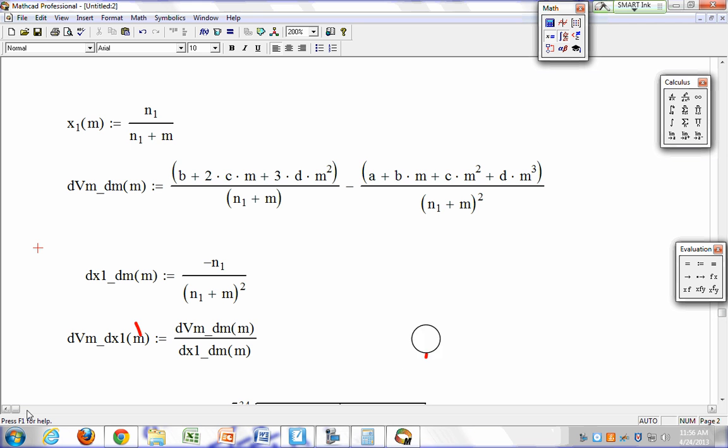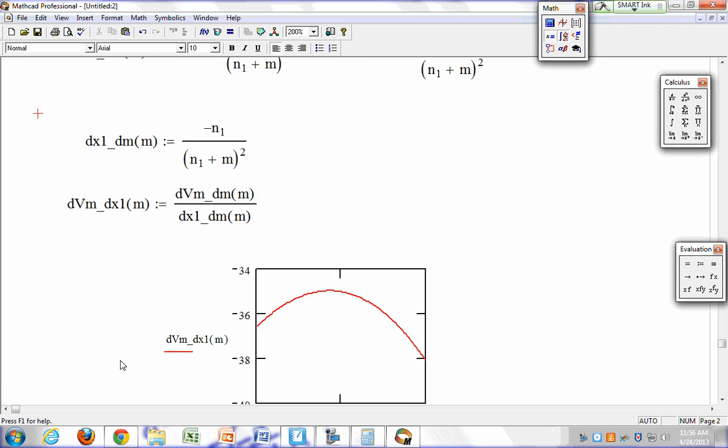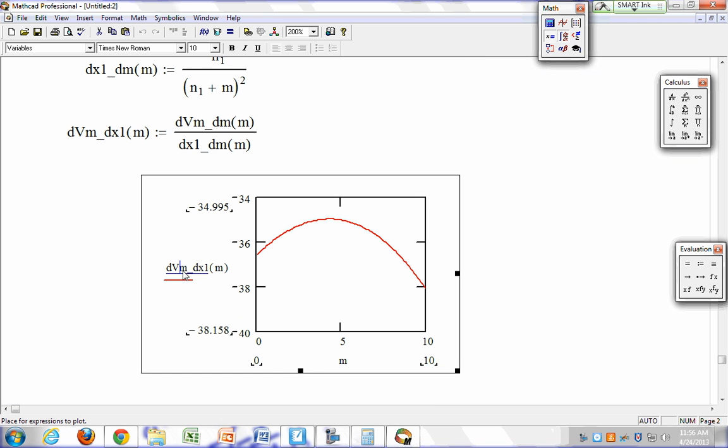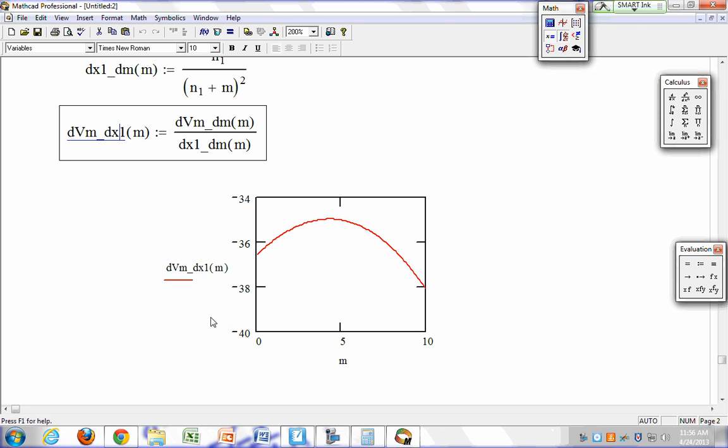Here's the plot. That's what it looks like. Versus molality, this is dVm/dx1. So what we're plotting here is the derivative of molar volume with respect to x1 versus molality. And that, we said, should be equal to V2 bar minus V1 bar. So let me go ahead and put that in there and add it to that graph.